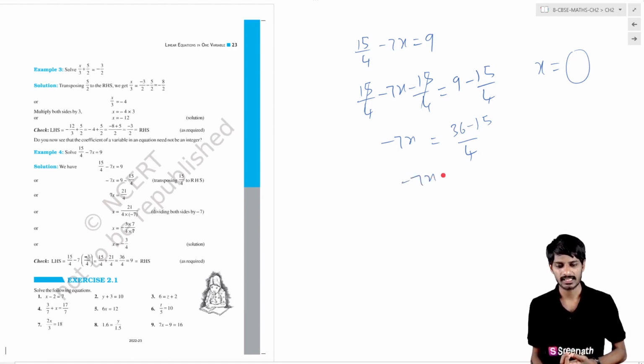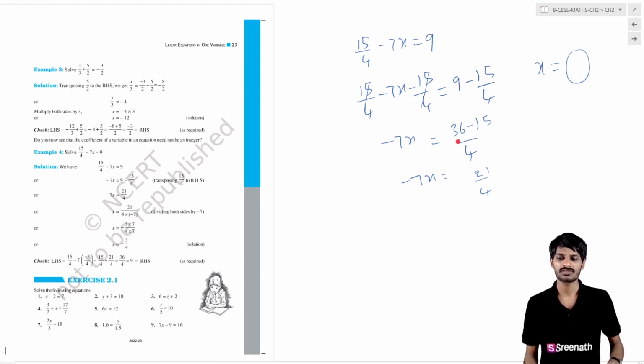That is minus 7x equal to minus 21 by 4. Basically 9 4s are 36 minus 15. So how much value will it be? If you subtract 36 minus 15, how much will it be? 36 minus 15 means 6 minus 5 is 1, 3 minus 1 is 2, that is 21. So basically here it is positive.